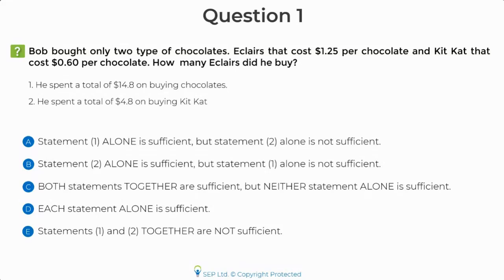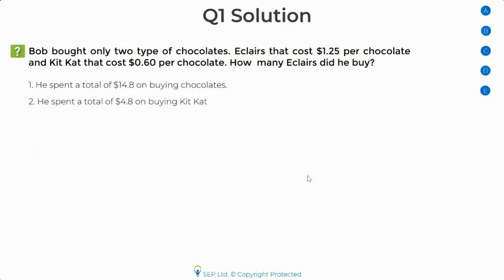Okay, let's see if it was actually easy or not. So again, what I'm going to do is show you how I solve such questions, and along the way, if I feel the need to ask you some questions, I'll do that also. So let's get started. I'll start by reading the question stem really slowly. Here it says, Bob bought only two types of chocolates. Okay, so there are two types of chocolates, easy to understand. Eclairs that cost $1.2 per chocolate.